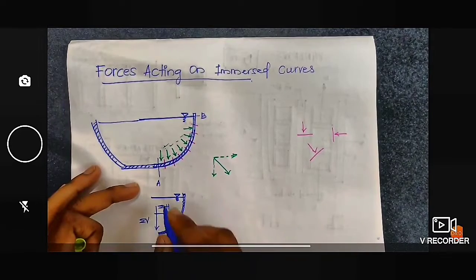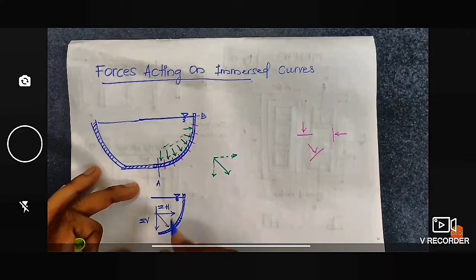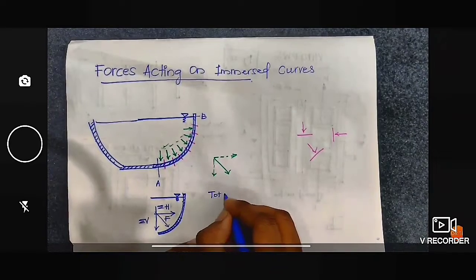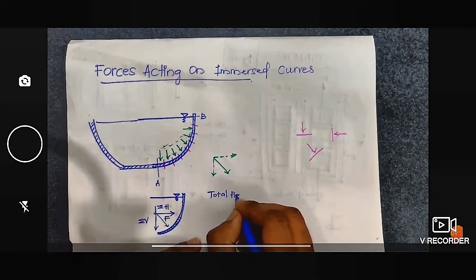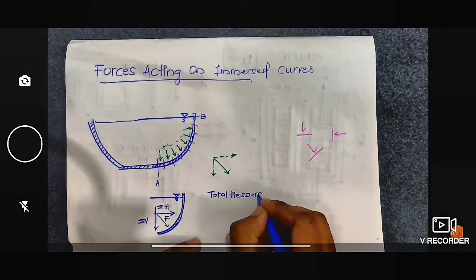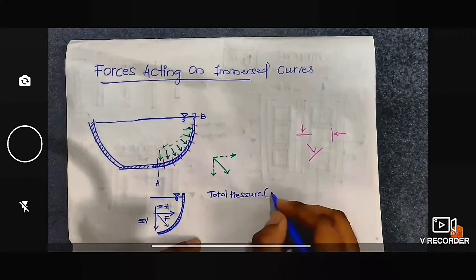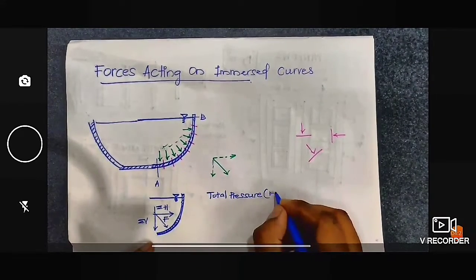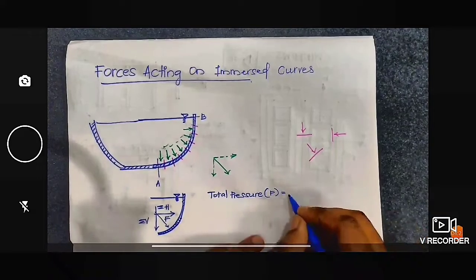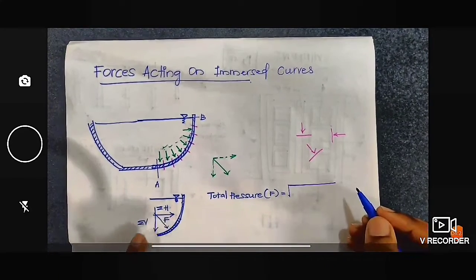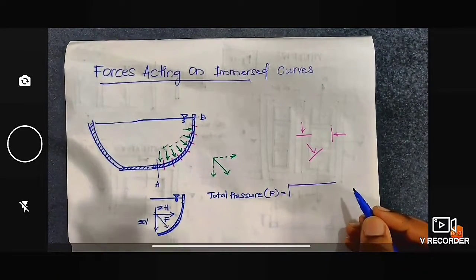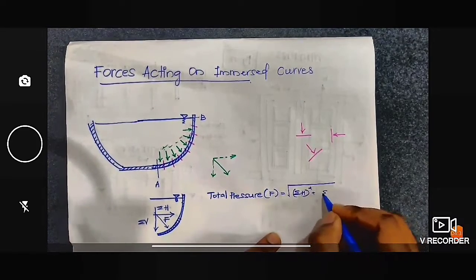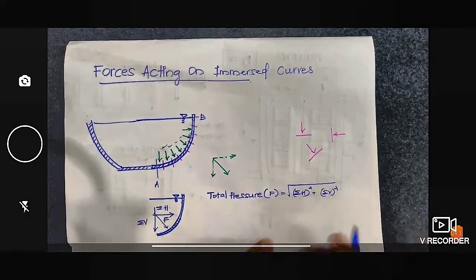Now the resultant of both of these will be the total pressure F. As we discussed in our last video, the total pressure is the total force acting due to liquid pressure. Since sigma h and sigma v are the components, the resultant F is the square root of sigma h square plus sigma v square.